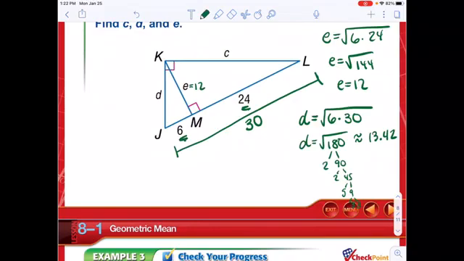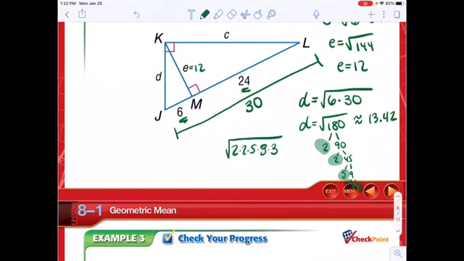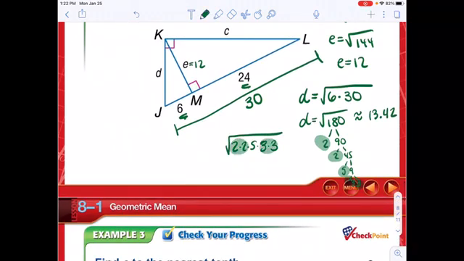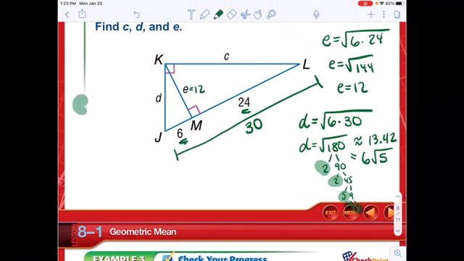Then find groups of 2. If you have 2 things to pull out, you take 2 times 3 is 6, root 5. So 6 root 5 is actually also equivalent to 13.42. Just a reduced version of the square root of 180. Okay? Then we also need to solve for C.